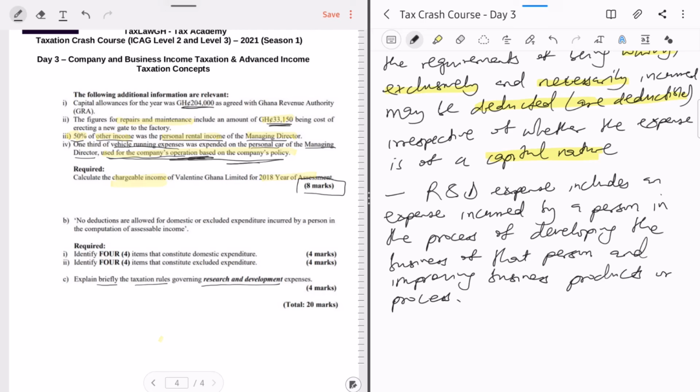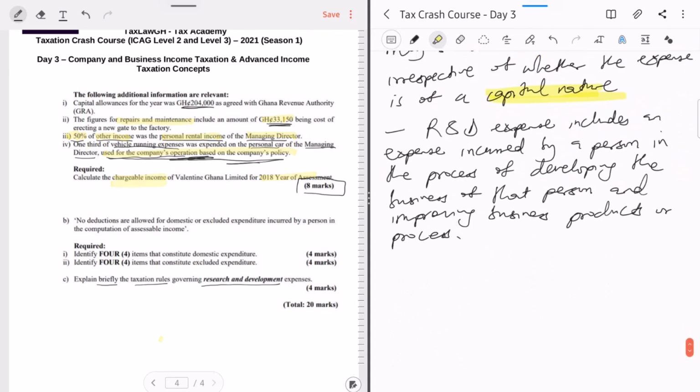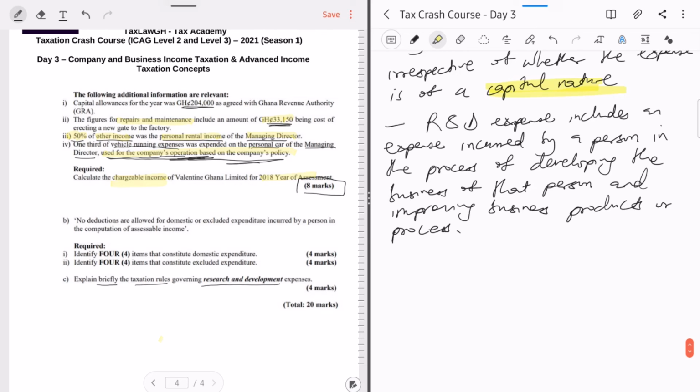Really, right? The law goes on to say it excludes expenses that are included in the cost of an asset and all of that. But the key thing you need to mention is that research and development expenditure that are wholly, exclusively, and necessarily incurred may be deducted, whether or not they are of a capital nature. Right. So this is it for this particular question.